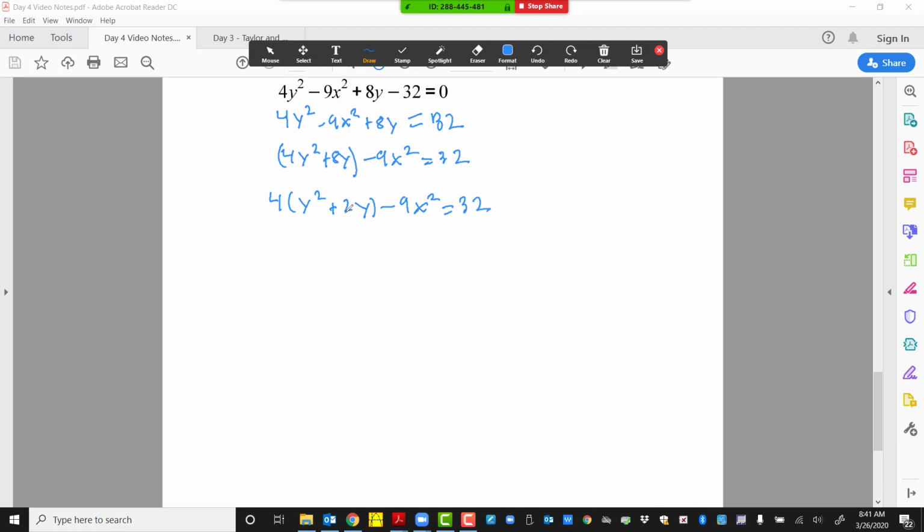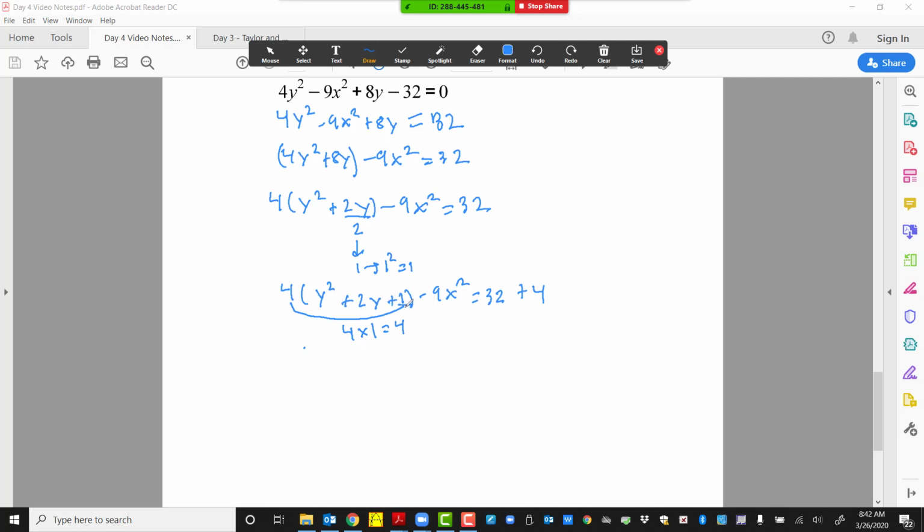Now we look at the single power term and we complete the square. So divide by 2. That gives us 1. And then we square it to get 1. And so we have 4 times y squared plus 2y plus 1 minus 9x squared equals 32. And we need to balance out the equation. So we added a 1 inside the parentheses, but remember that means we actually added 4 times 1 since 4 is on the outside. Okay, so we're going to add 4 on this side.